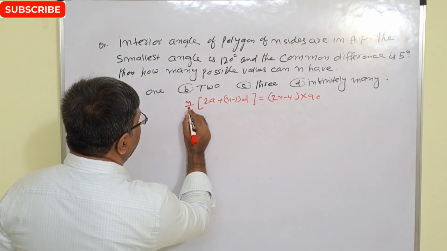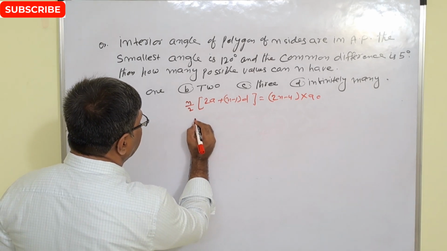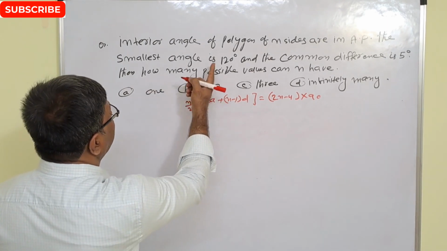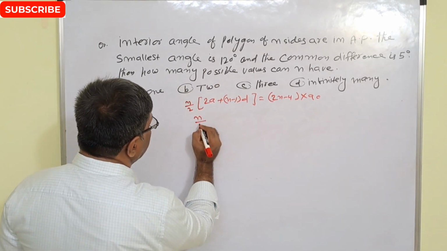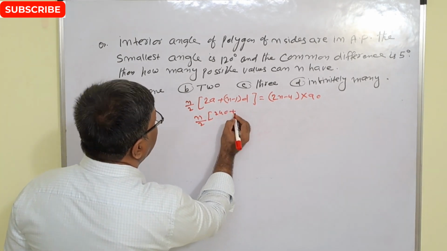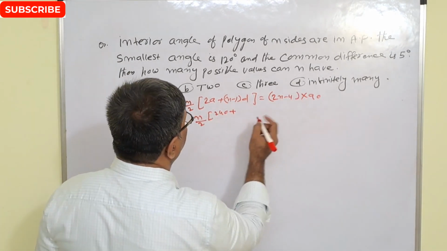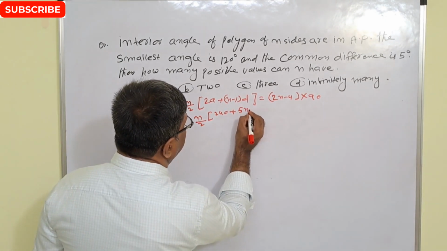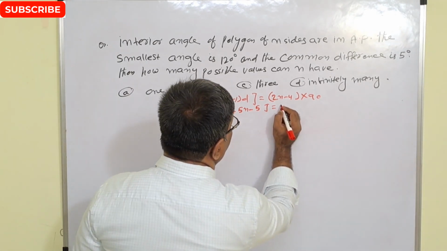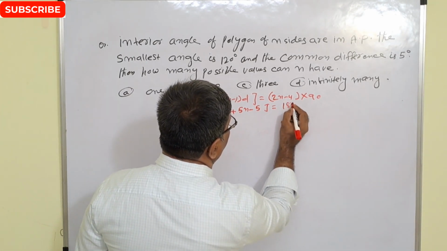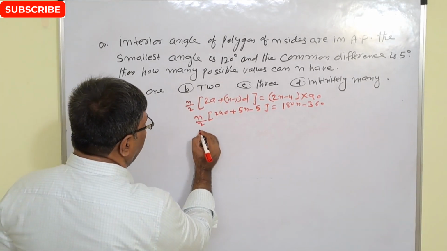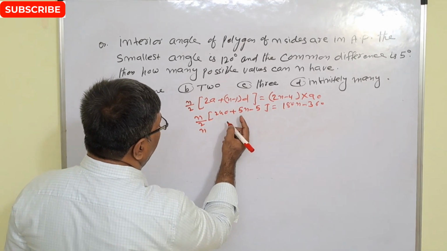So this is n into 2a, the 2 cancels, so this is n times a. What is a given as? The smallest angle is 120, so a is 120. So 2 into 120 is 240, and (n minus 1) d, with d given as 5, is 5n minus 5. And again here, 2n minus 4 into 90 gives 180n minus 360.